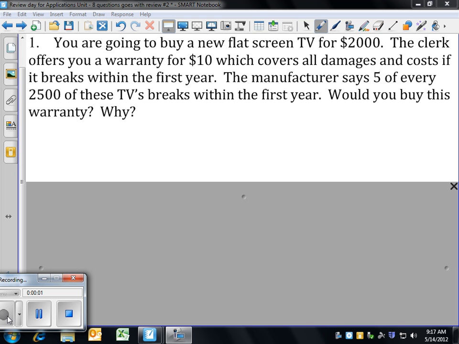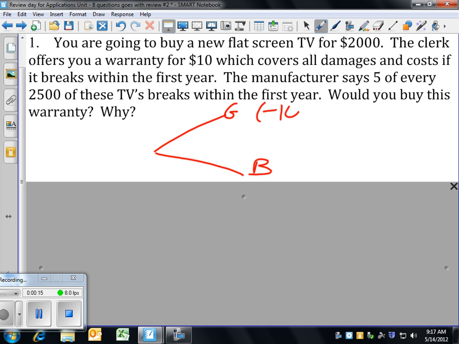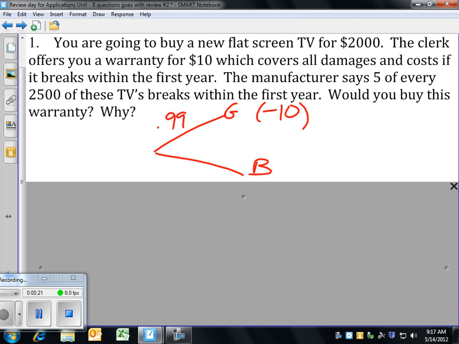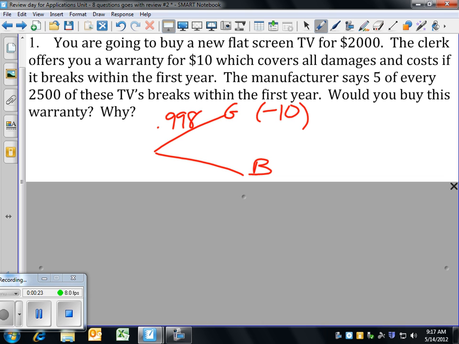So these are expected values. So we make our little diagram, and it's going to either be good or it's going to be bad, right? So if it's good, you're out $10. And what is that probability? What did you get that probability to be? 0.998. The probability of it going bad is 0.002.